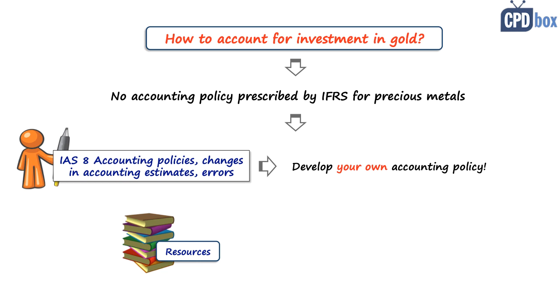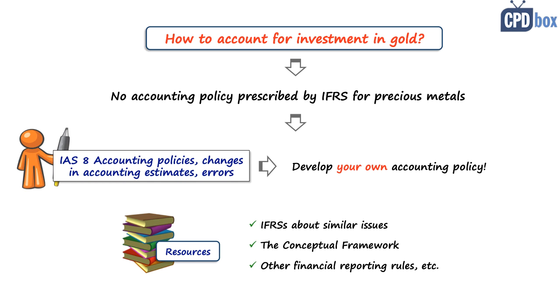What resources? Primarily, you should search for IFRS standards dealing with similar and related issues. Only then, if there is no similar standard, can you look to the general concepts and criteria in the Conceptual Framework, and then you can look to publications of other standard-setting bodies. Well, what if these sources contradict? In this case, you must take other IFRS about similar issues into account first. They have priority.